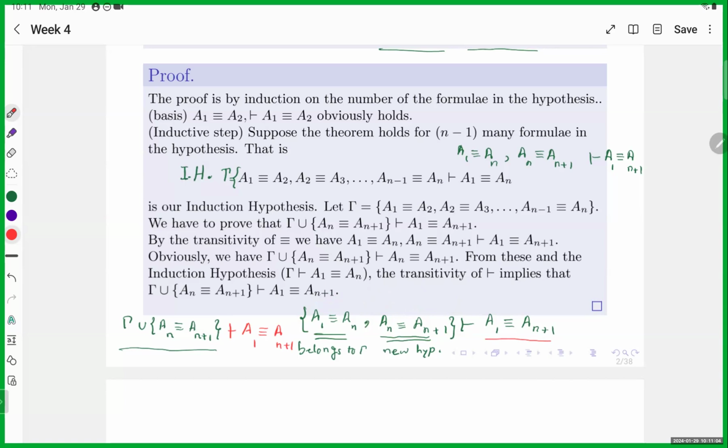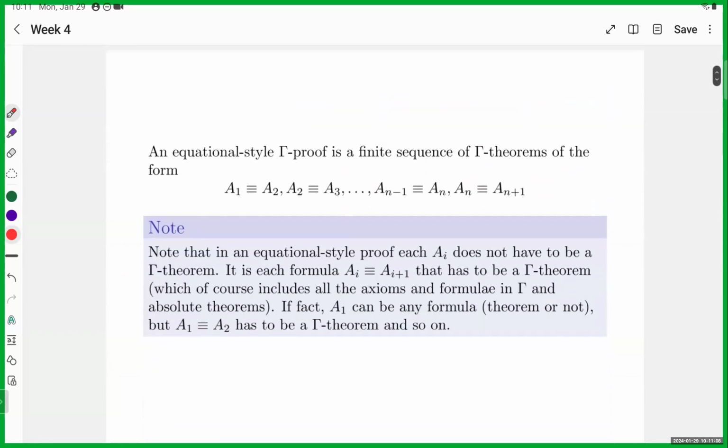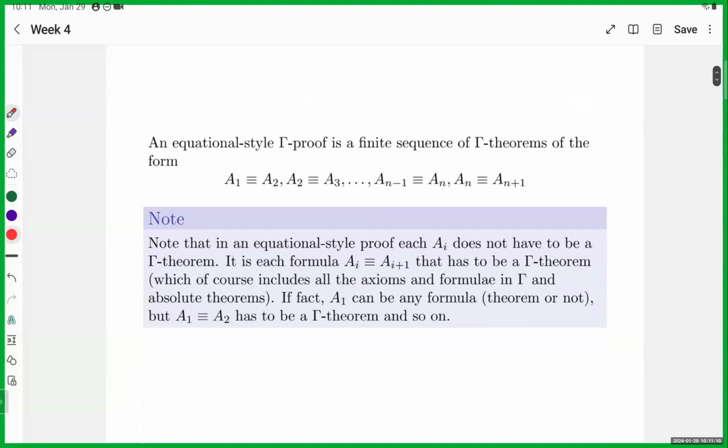All right, this is an easy induction argument. Now, what is the equational style proof? How do we write it? Again, we want to be syntactically correct and always annotate all of our steps. So that is not changed. Our axioms are the same. Rules of inference are the same. They don't change. Only the style of writing is changed.